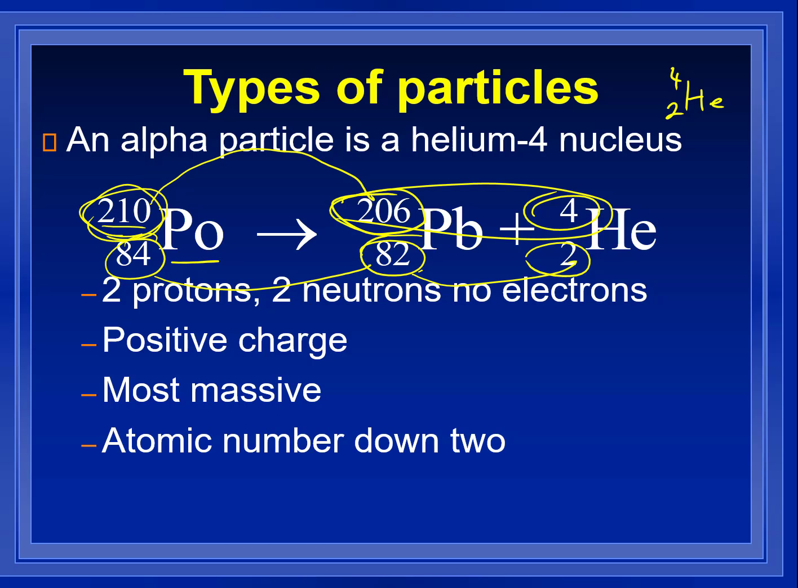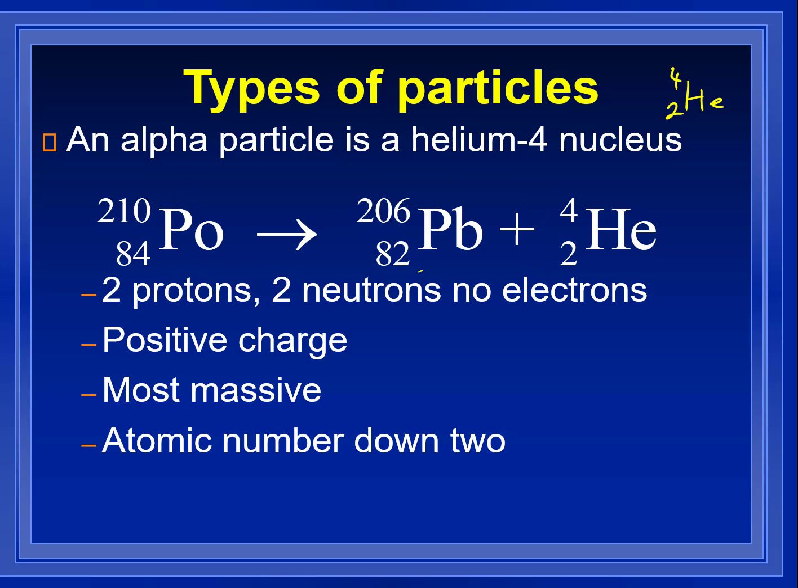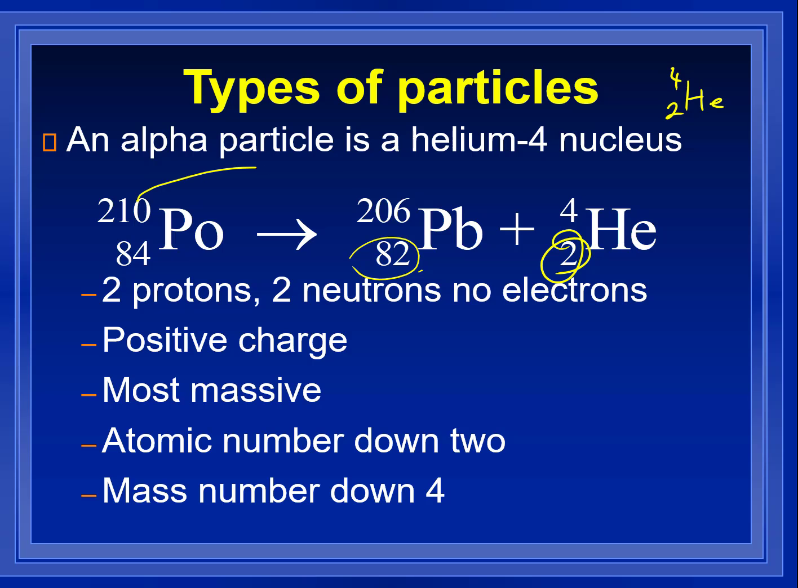So every time you do an alpha decay, your atomic number is going to go down 2, because you got to make this, so the other one's got to go down 2. Since I'm going to make, I got to have 2 protons here, I have to lose 2 from my big atom. And I got to take 2 protons and 2 neutrons from my big atom. So the mass number is going to go down 4 every time. Because you're taking off 2 protons and 2 neutrons, and top number is protons plus neutrons.